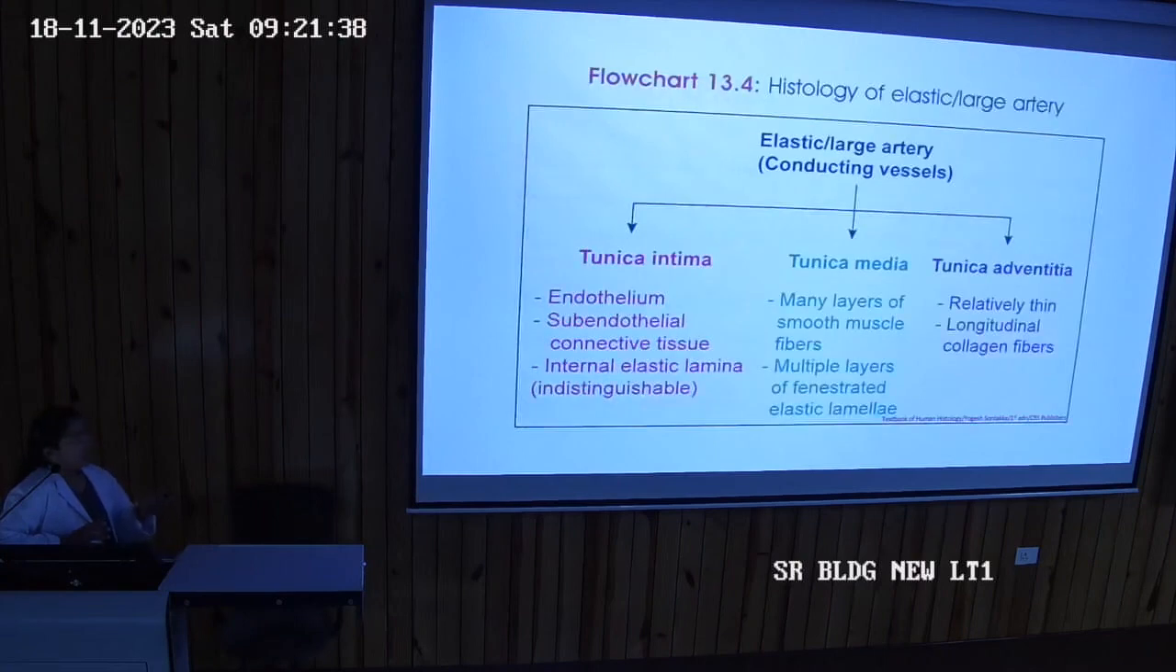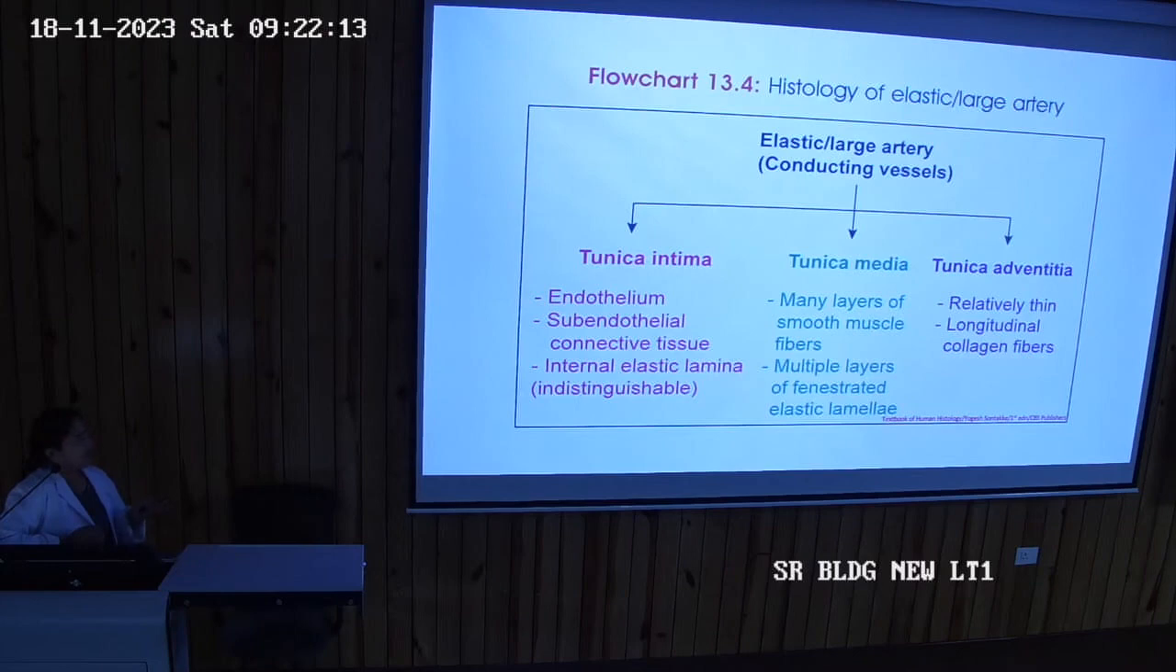Now, what is the differentiating point between the elastic artery in tunica intima, media and adventitia? It will contain all these three layers, but the internal elastic lamina will not be distinguishable from the tunica media. Why? Because the tunica media contains more of the elastic fibers. I am not saying it is completely filled with elastic fibers, but it predominantly has elastic fibers and some smooth muscle fibers.